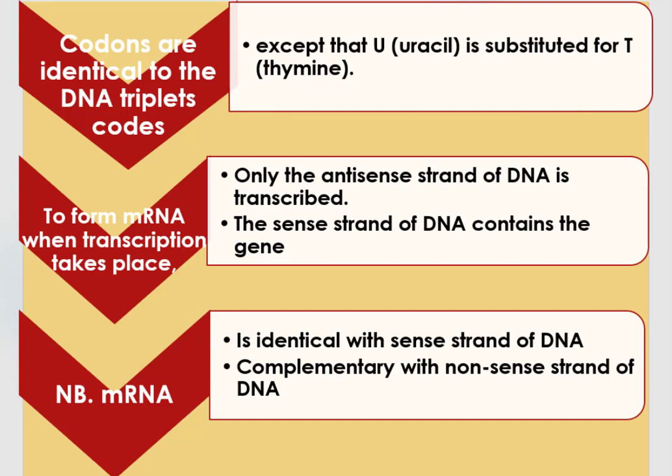Codons are identical to DNA triplet codes, except uracil is substituted for thymine. To form mRNA when transcription takes place, only the antisense strand of DNA is transcribed, since mRNA is required to be identical with the sense strand of DNA that contains the gene. Therefore, mRNA is identical with the sense strand of DNA and complementary with the nonsense strand of DNA.